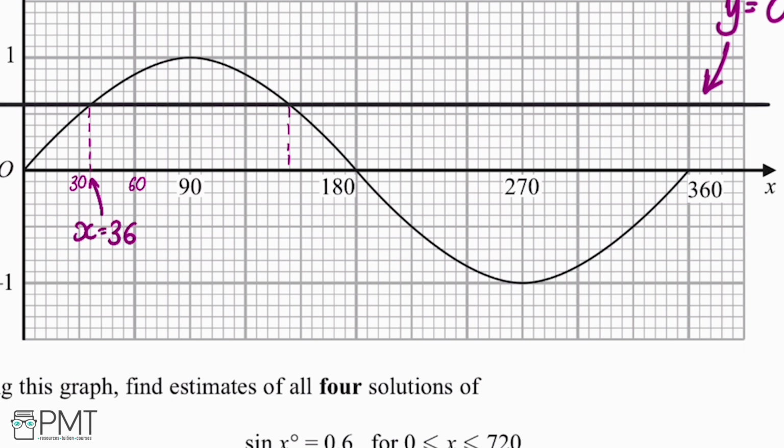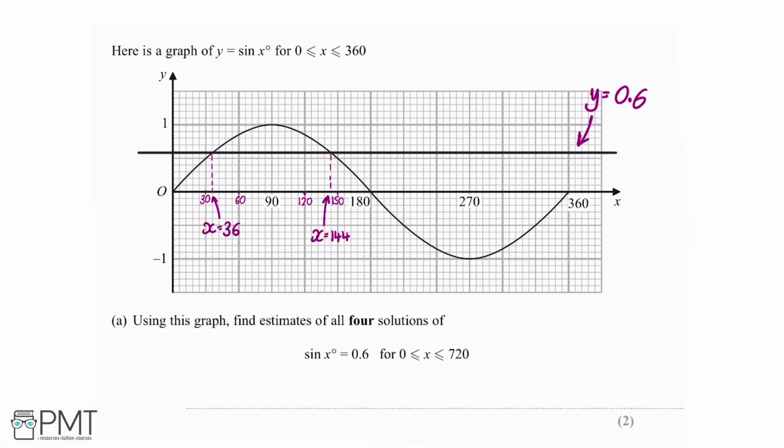And the same for the other point of intersection. The big squares are going up in 30. So we've got 90 plus 30 going to 120 here. So that makes here we've got 150. And this is one little square back from 150. So it's going to be 150 take away 6, giving us x equals 144. Great, so that's our first two solutions. We've got x equals 36 and we've got x equals 144.